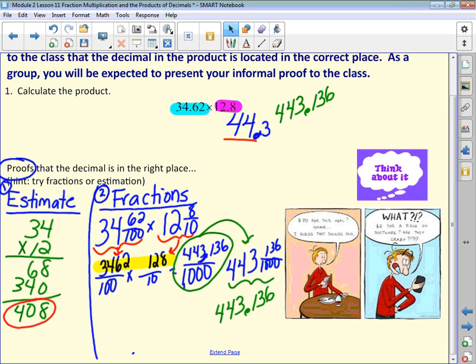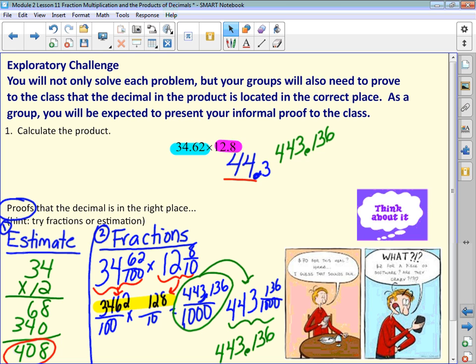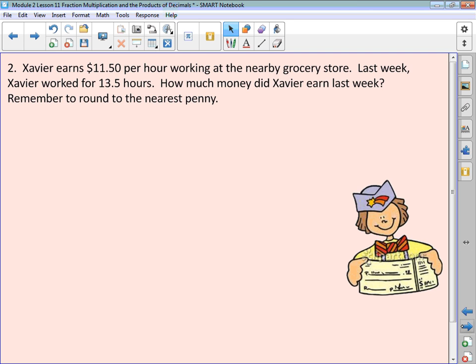Okay. Let's take a look at the second question that you had to do for your do now. Your answer for your do now should have been this. If that's not what you got for your answer, you need to go back and check your multiplication. We're going to talk more about the decimal points in a minute. So let's look at our second example. Xavier earns $11.50 per hour times 13.5 hours.